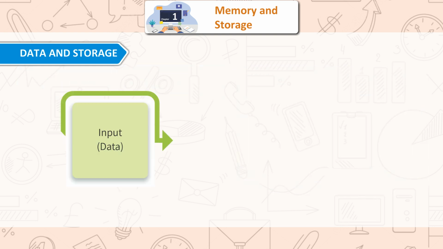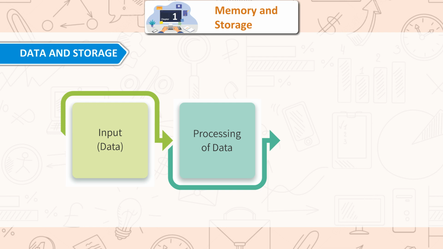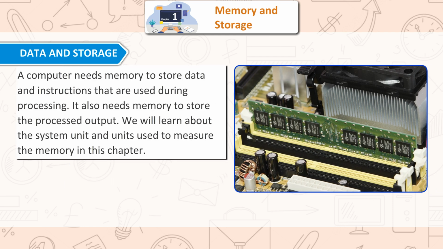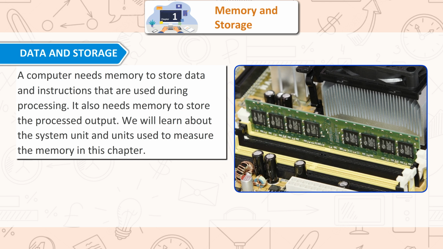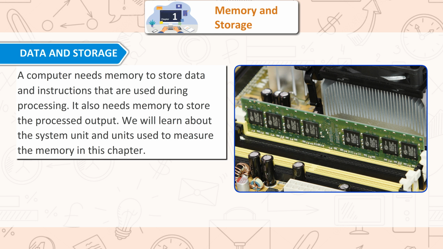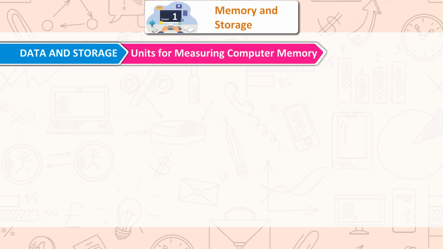Input data. Processing of data. Output information. A computer needs memory to store data and instructions that are used during processing. It also needs memory to store the processed output. We will learn about the system unit and units used to measure the memory in this chapter.